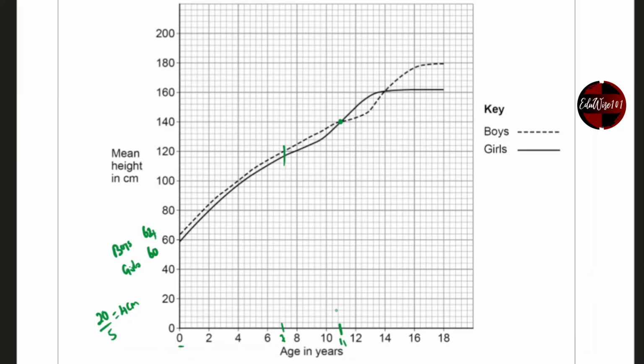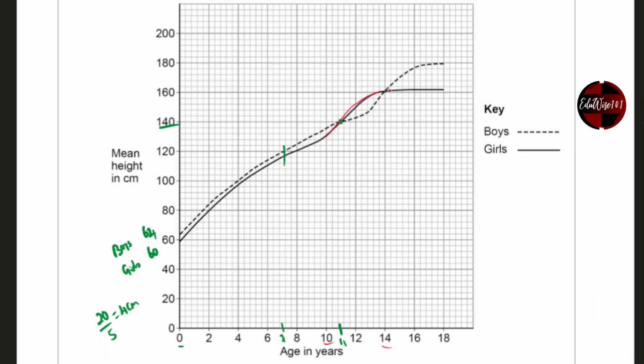At 11 years old, both the boys and the girls are the same height of about 140. So the girls actually catch up. When they are 10 years old, they actually speed up their growth. See that line which is going up? So you could see that line is going up. The girls are actually growing faster between the ages of 10 to about 14.